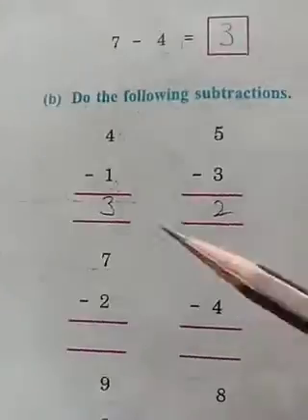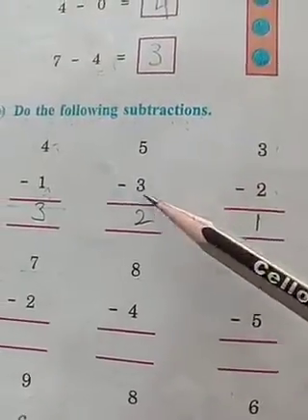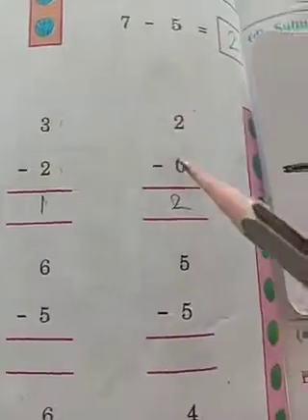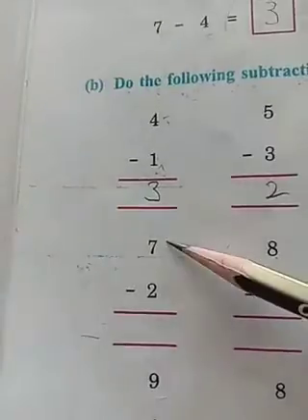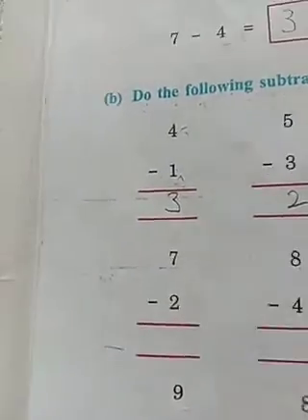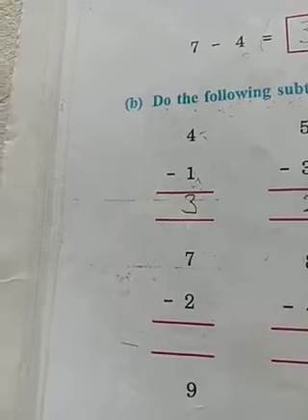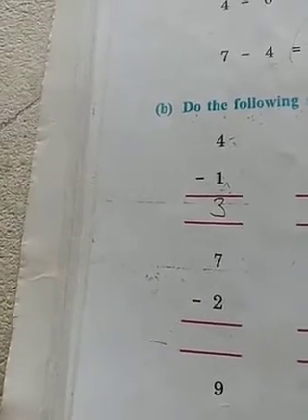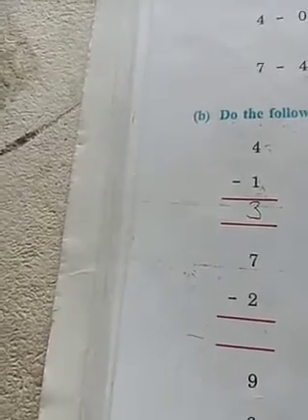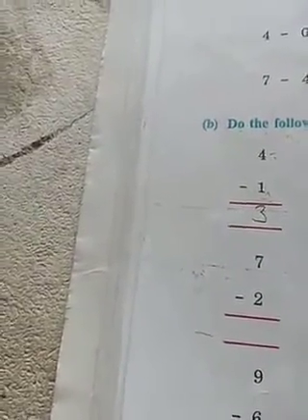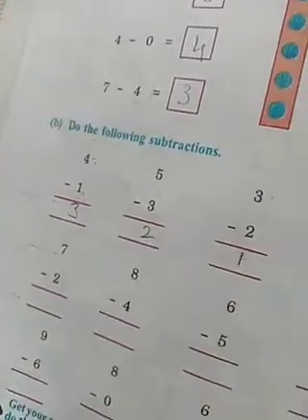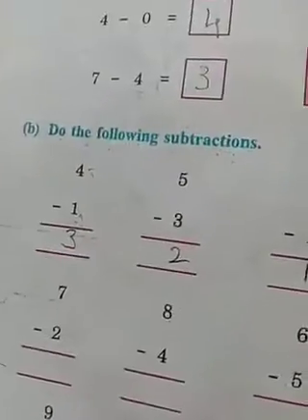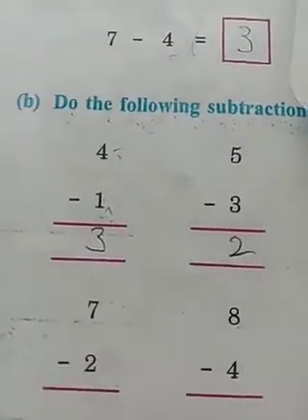Understood, children? 4 minus 1, 3. 5 minus 3, 2. 3 minus 2, 1. 2 minus 0, 2. So next one, 7 minus 2. 7 spelling, children? S-E-V-E-N, 7, minus 2. 7 minus 2. 2 spelling T-W-O, 2.